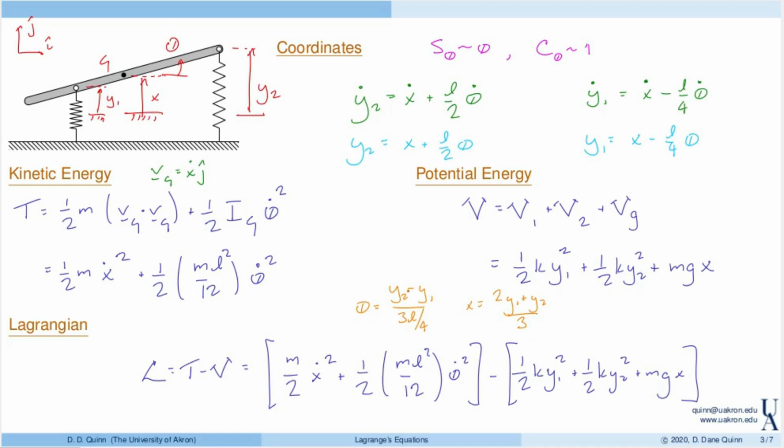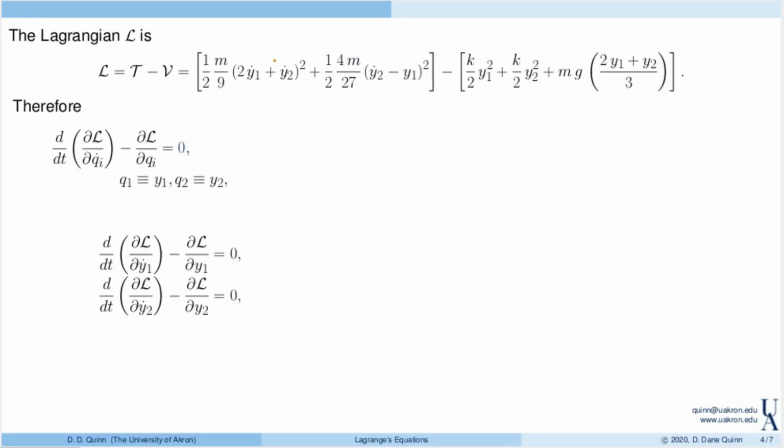So here, I can take this relationship for theta and introduce it here, this relationship for x, introduce it here and here, and we end up finding the Lagrangian written in terms of simply y1 and y2. Now, again, I've done a little bit of algebra, and I've made those substitutions in here, and this is the final result. So this is the kinetic energy, written in terms of y1 and y2. This is the potential energy, again written in terms of y1 and y2.